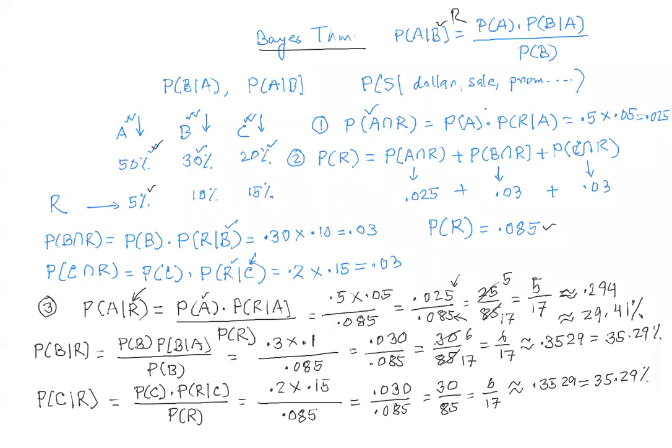There is about a 29% chance that the person would stay in hotel A. There is about a 35% chance that the person would stay at hotel B, and a 35% chance that the person would stay at hotel C. And that is how you use Bayes' theorem to find conditional probability, given that some other conditional probability is known.